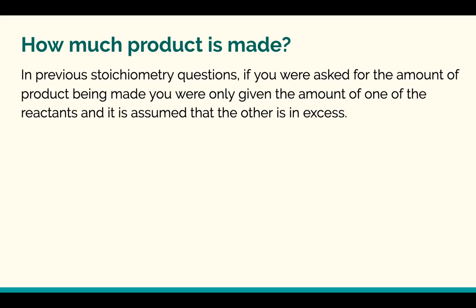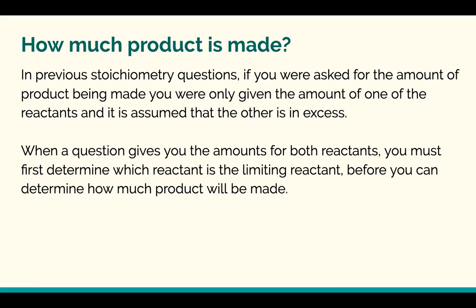So in previous questions, you've been asked to figure out how much product is made, but you were only given the amount of one of the reactants. It was just assumed that the other one was in excess and that the one you were given was the limiting reactant. Now we're going to look at situations where the question gives you amounts for both reactants. So you're first going to have to determine which reactant is the limiting reactant, and then that will allow you to determine how much product will be made.